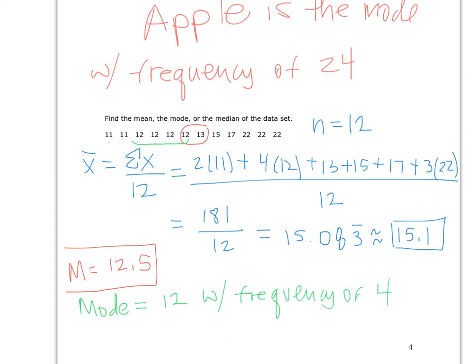Okay, sometimes it's easy to confuse the frequency with what the mode is. We just want to keep in mind that the mode is always the data value. Okay, that wraps up 2.5.